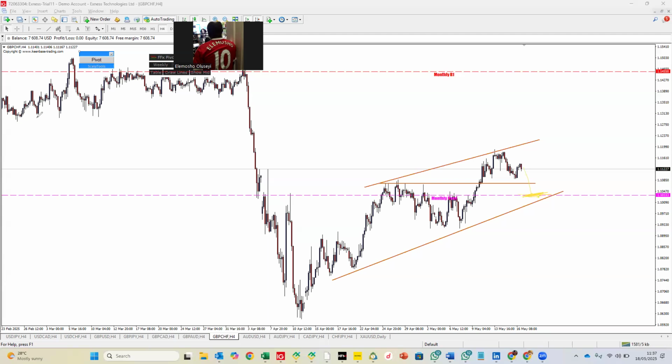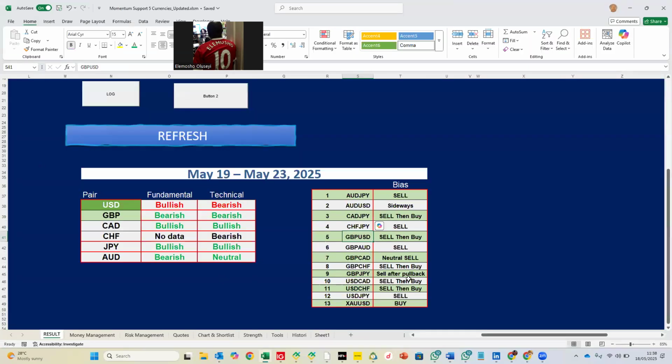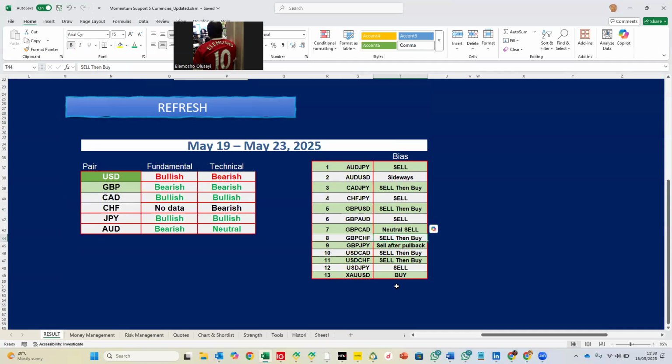So that's why I'm looking at first being neutral and then seeing if price gets here. If price gets here, then I'll be looking forward to buying it from that point. But the overall trade bias is sell, then buy. This is what I have put here: sell, then buy.